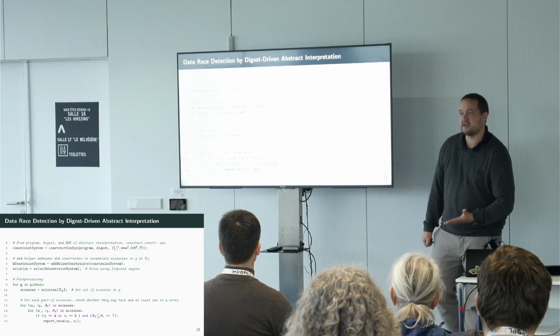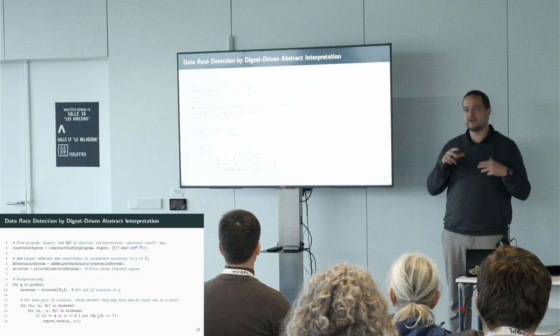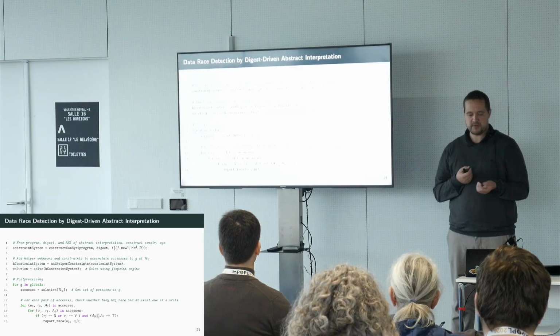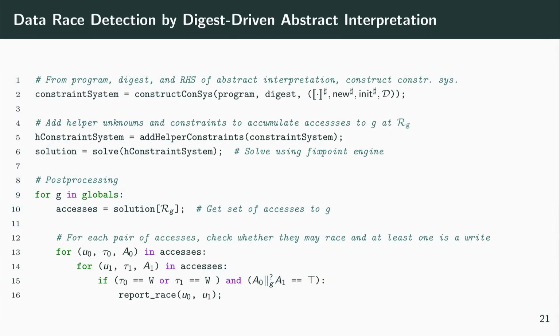To this, we add an additional unknown where we will accumulate all of the accesses to a given global. So if you have an extra unknown RG, and there we collect information about all accesses, then we give it to a fixed point solver, whichever fixed point solver you like. And what this fixed point solver at the end gives us is a solution. And then we iterate over all of the accesses that we have accumulated. And basically for all of the accesses, we check, well, is one of them a write? This is this line down here. And if at least one of them is a write, and our nice predicates cannot exclude that they may race, then we actually report the race to the user.